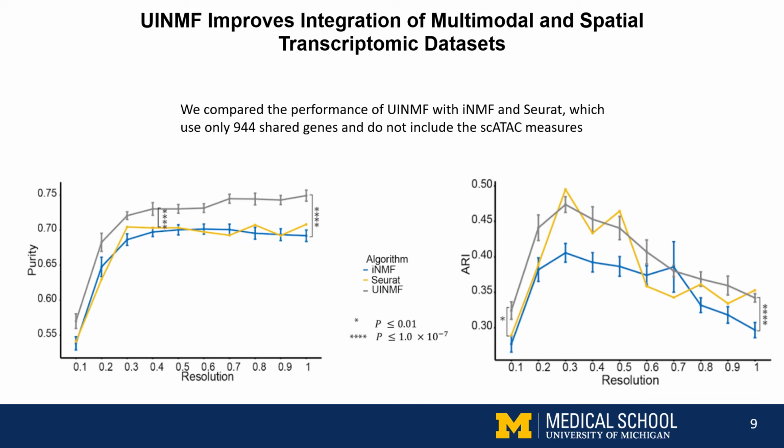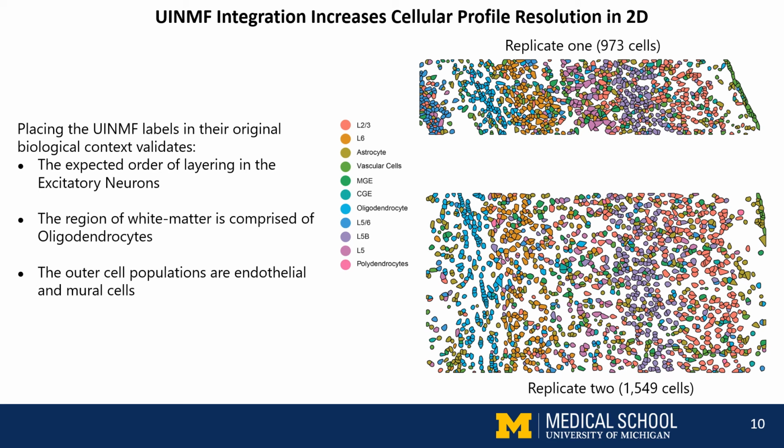To confirm the biological validity of UINMF, we placed the UINMF labels in their original biological context. In doing so, we were able to validate the expected ordering of the excitatory neurons. We see that the white matter region is composed mostly of oligodendrocytes, and we see that the outer cell populations are endothelial and mural cells, all of which reflect biological known findings.